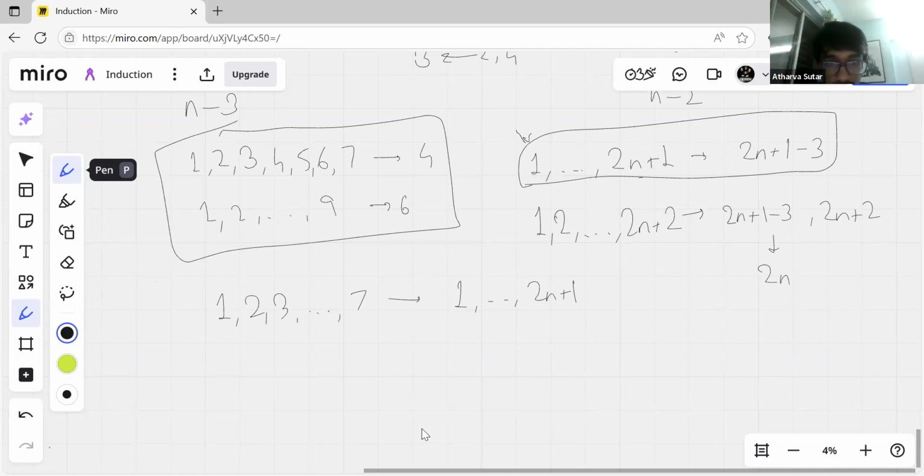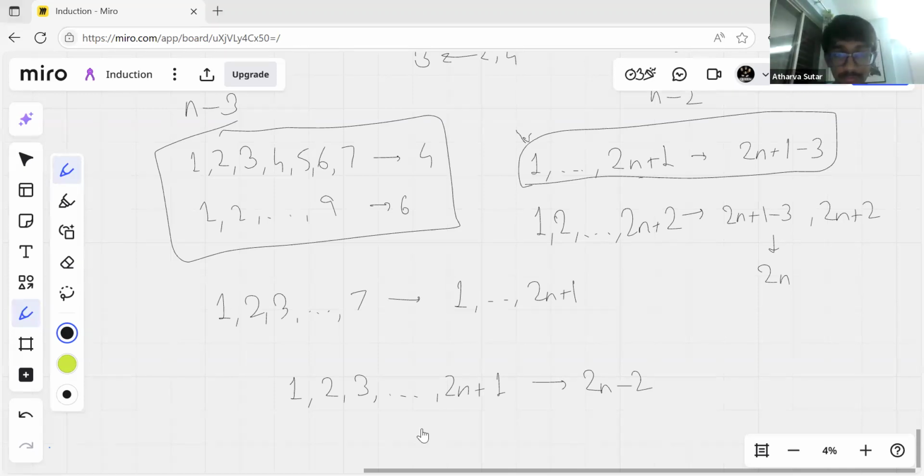Okay, so first of all, notice that you have this hypothesis, right? You want to prove that this will eventually reduce to 2n minus 2, right? Do you guys get this part? This is what you want to prove.